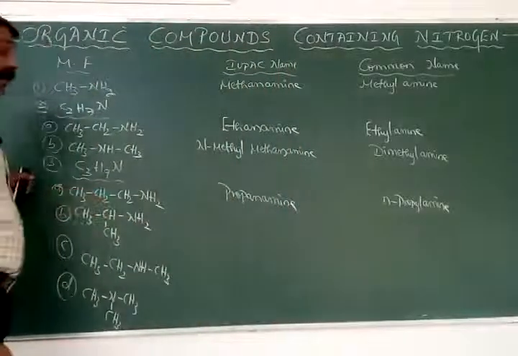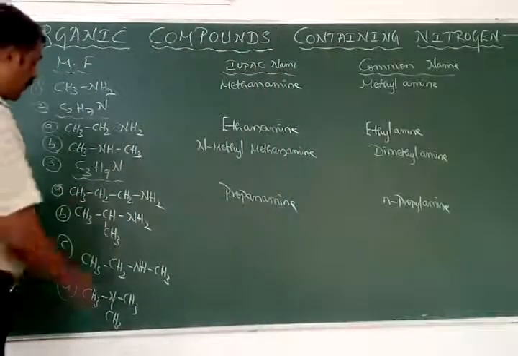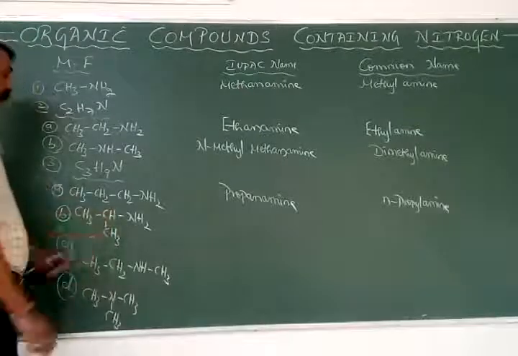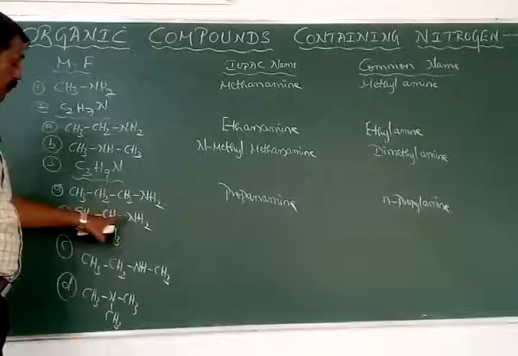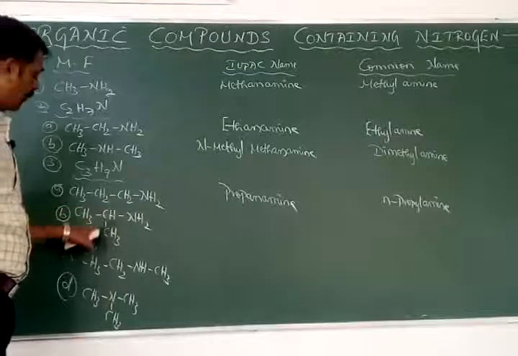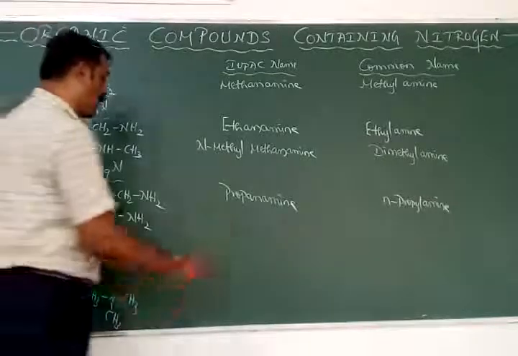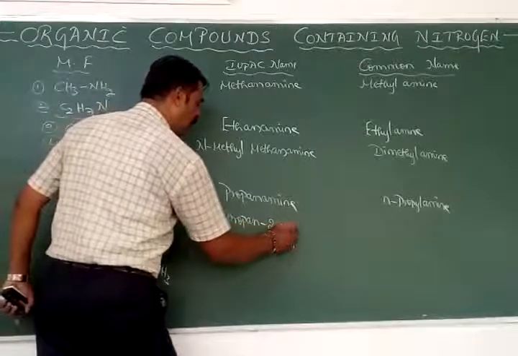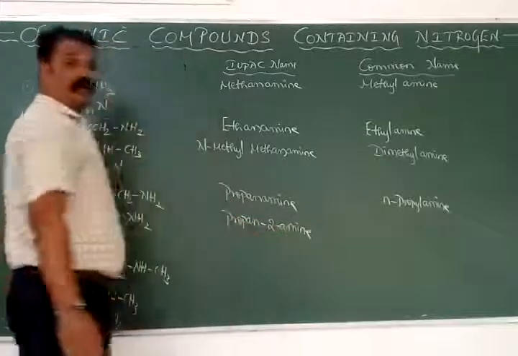Now, if it is this, the root word is 1, 2, 3, which means it is prop. But the amine group is at which carbon atom? From here it is at the second carbon atom. Here also it is at the second carbon atom. Therefore, it is called propan-2-amine.